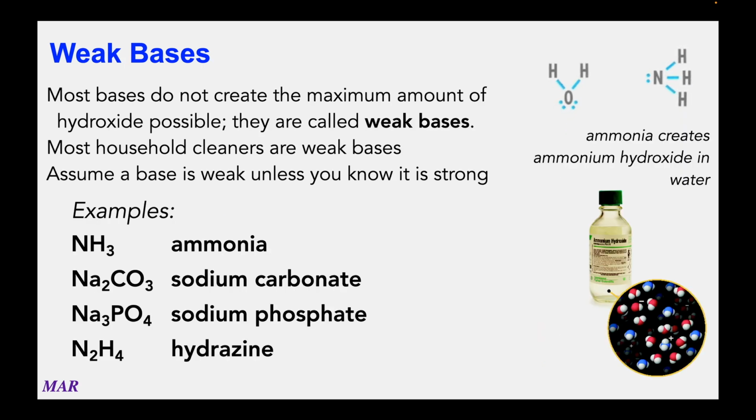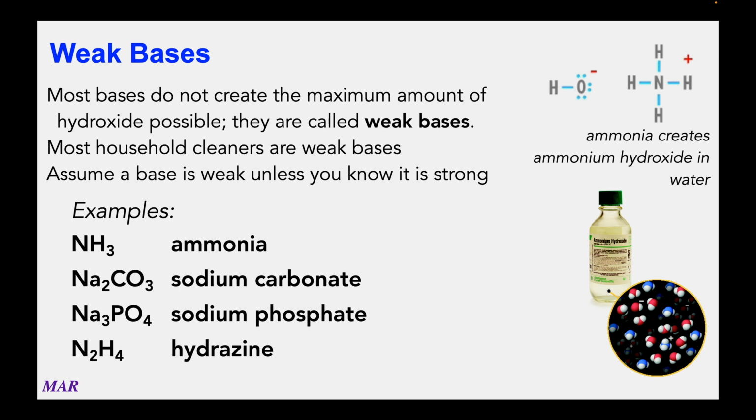On the left is H2O, water. On the right is NH3, ammonia. The dots and lines represent electrons. Ammonia acts as a base in water. It removes a hydrogen ion from water to create hydroxide and ammonium ions. In solutions, only a few hydroxide ions are created at any one time, so ammonia is a weak base.